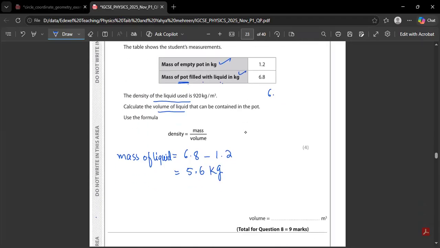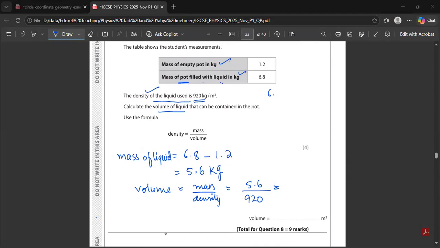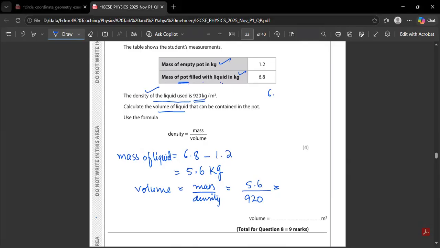Now we got the mass of liquid, we have the density of liquid. We can make volume the subject. So volume equals mass over density. Mass is going to be 5.6 divided by the density of the liquid, which is 920, right? So what answer are we getting here? What are we getting? It's 6.086 times 10 to the power of minus 3.